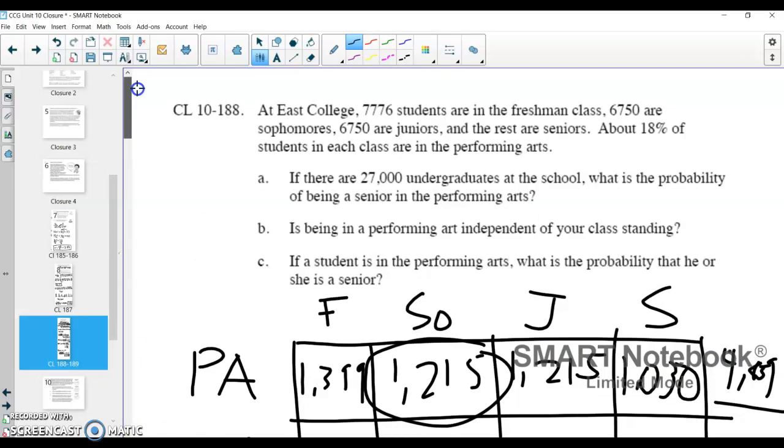The last thing you need to do is finish up the Chapter 10 review. You have today, tomorrow, Thursday to do that. Ask me questions. Once that's turned in, you are officially done with geometry.